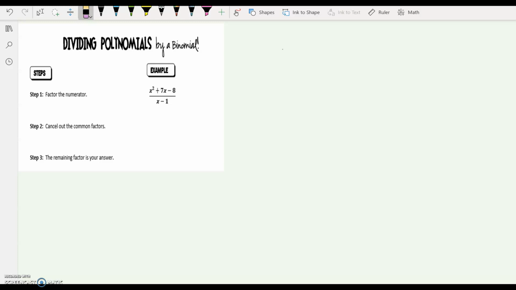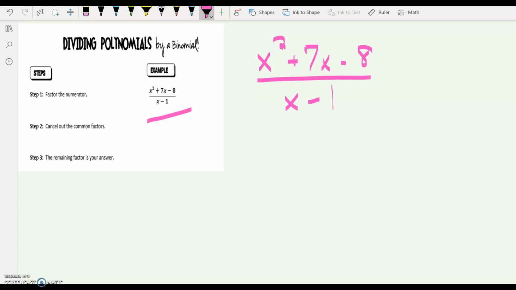So if we take a look at the first example here, we have x squared plus 7x minus 8, and that is all divided by x minus 1. So when we are dividing polynomials, our goal is to be able to take this numerator here and factor it, okay? And we can factor this using the AC method. At this point, we should feel pretty comfortable with factoring.